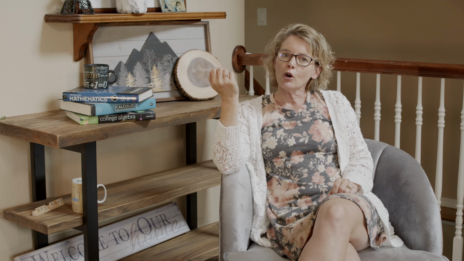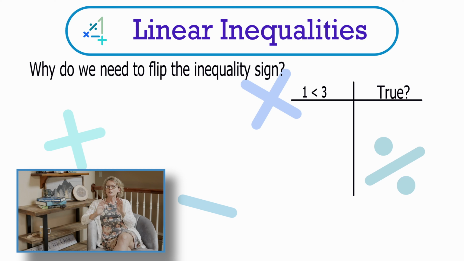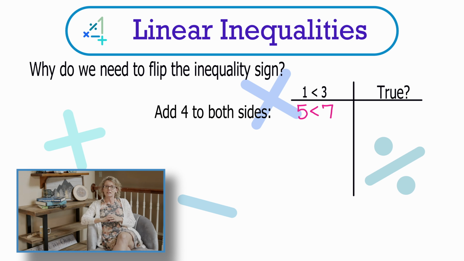Remember, when we solve equations, we can add, subtract, multiply, or divide on both sides of the equal signs. So I'm going to show you that when I do that, in some cases, it will make the inequality false. We'll take 1 is less than 3 that we know is definitely true. I'll add 4 to both sides. Oh, so I'm at 5 is less than 7. Is that still true? Yes, so we can add the same number to both sides and everything is totally fine.